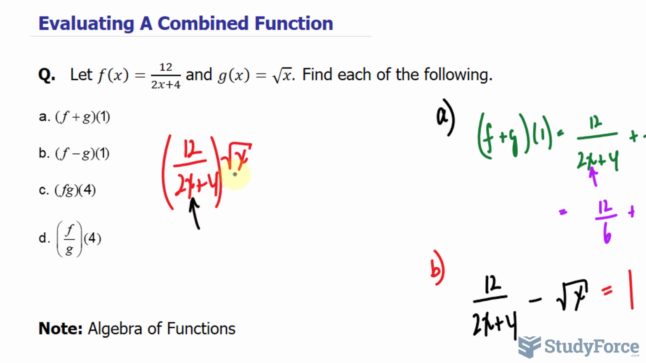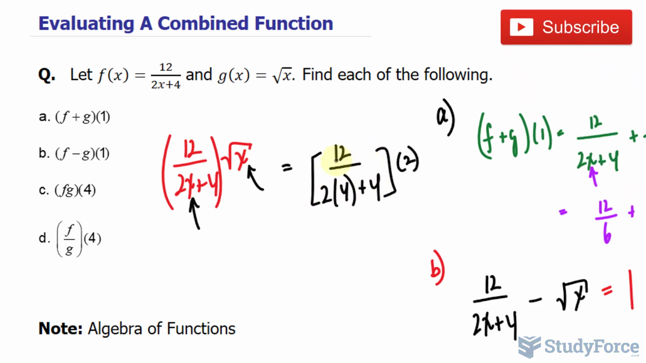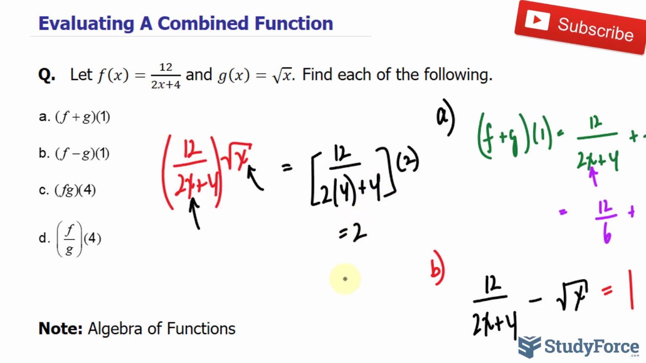Alright, I'll place a 4 into there, a 4 into here. I have 12 over 2 times 4 plus 4. That's that first factor. And the square root of 4 is plus or minus 2, but we'll just take into account positive 2. 12 over 8 plus 4, that's 12. 12 over 12 is 1, times 2 is equal to 2.